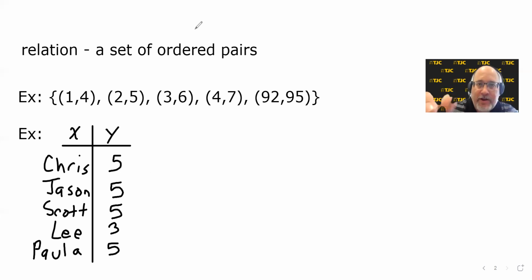Excuse me, that was supposed to be red. It can just be some random pairing. But in this case, I did have a particular reason. And these are considered ordered pairs, being that the order matters. My name, 5 is different than 5, my name. So another way to represent a relation is using a table. But there's even more ways to represent relations.